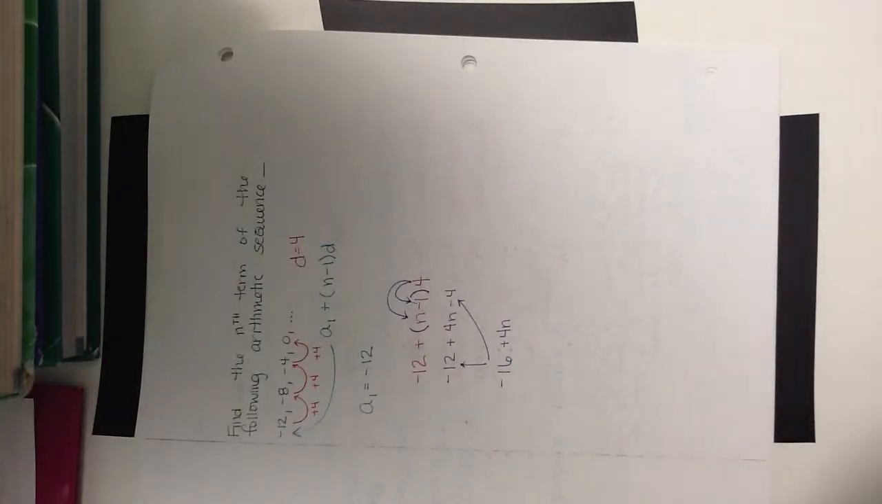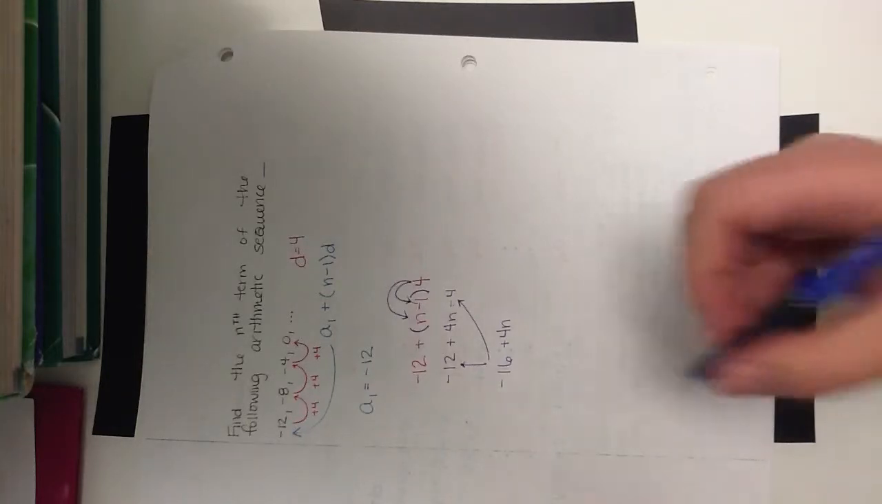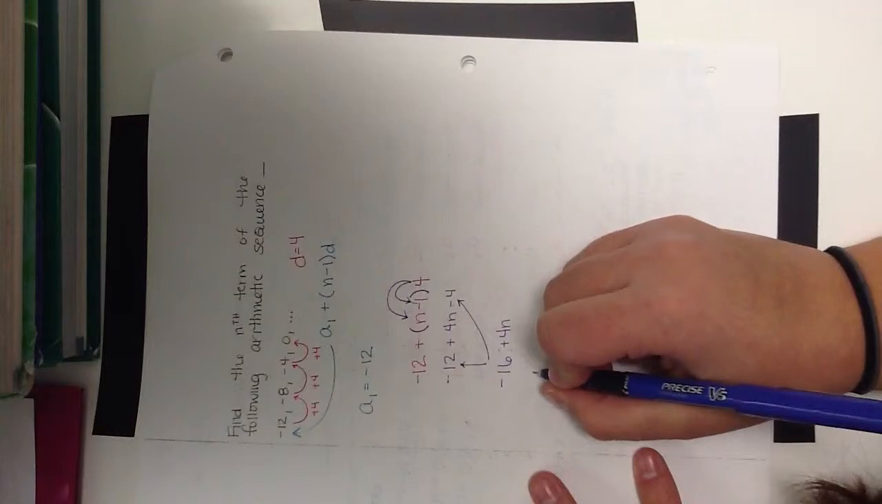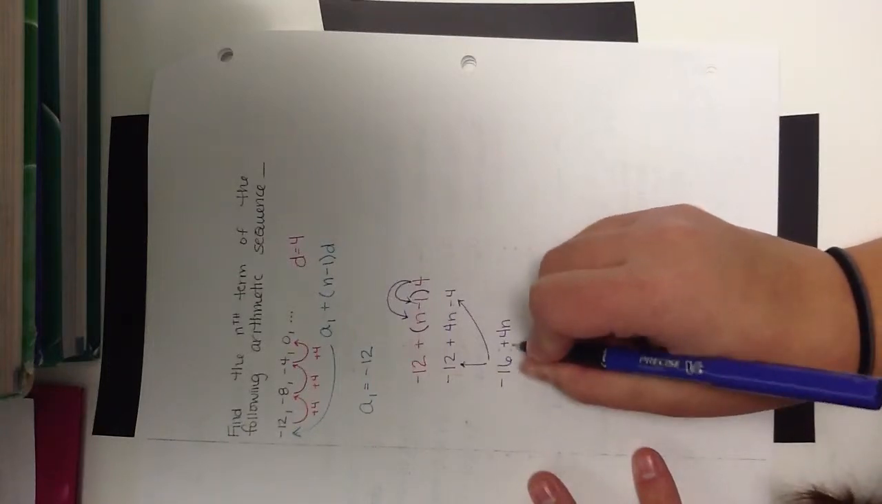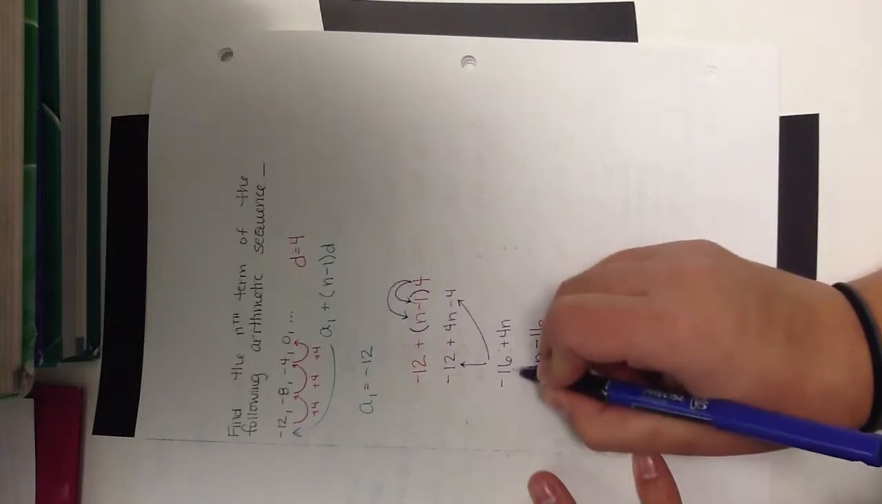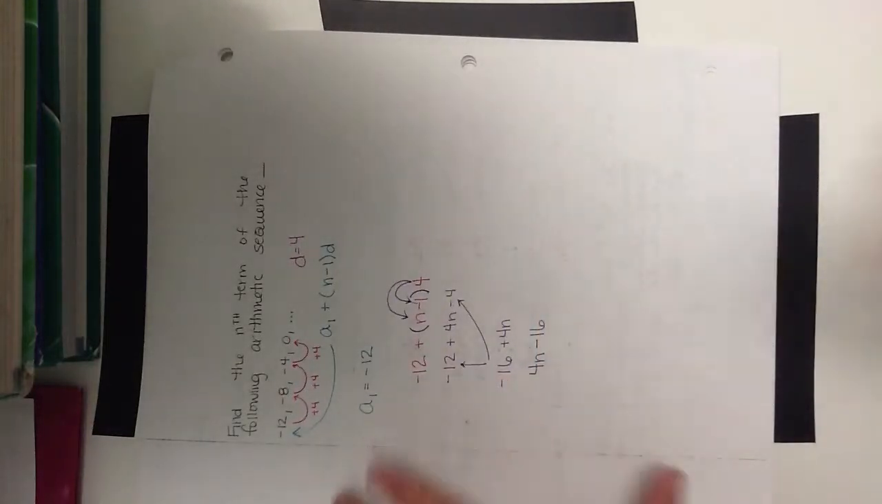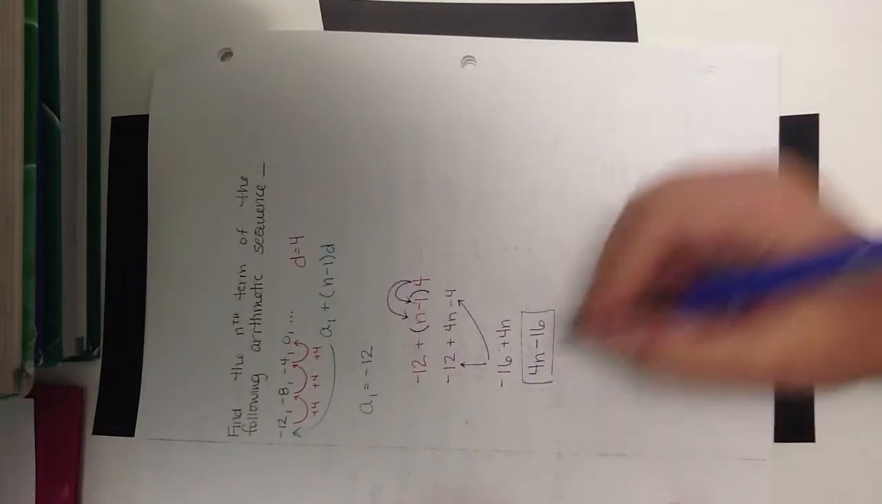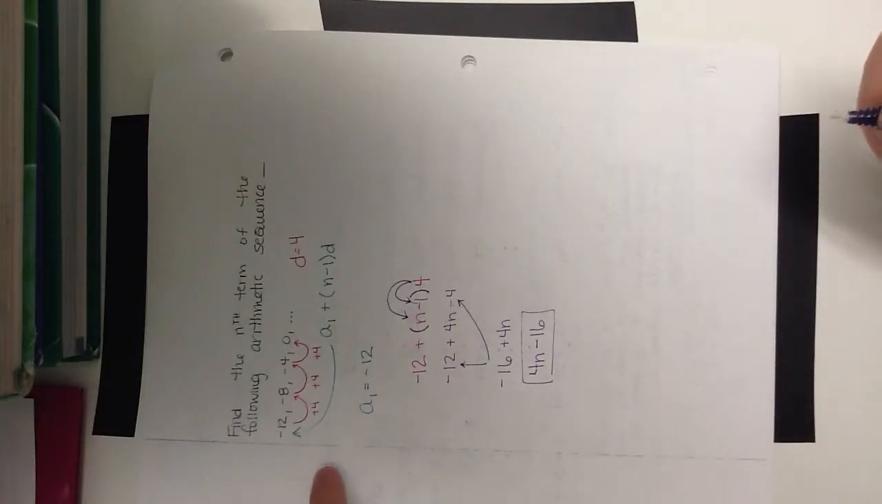I'm going to rewrite that so I don't have a negative 16. I want the n term to come first. And I'm going to use the commutative property to rewrite this, which means that I'm going to move 4n out front. It's positive because it's being added, and then minus 16. It's being subtracted because it's negative as the first term up here. This is the general equation for this arithmetic sequence. So what if it tells me find the 24th term?